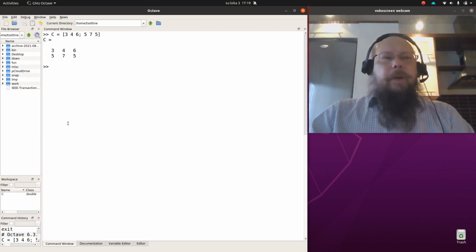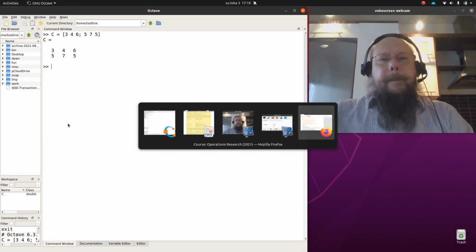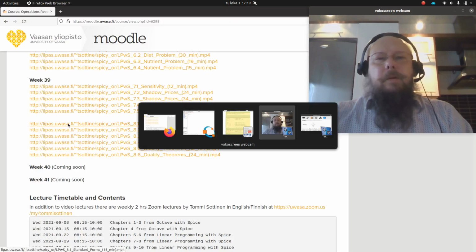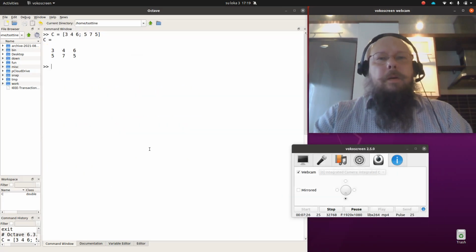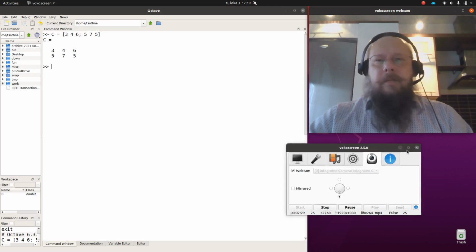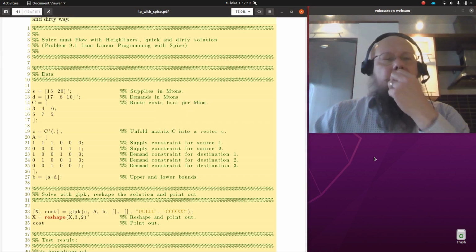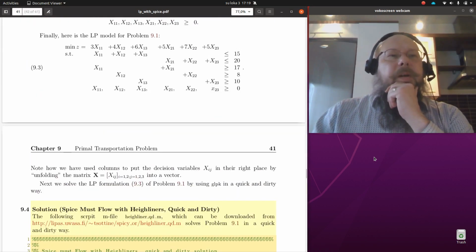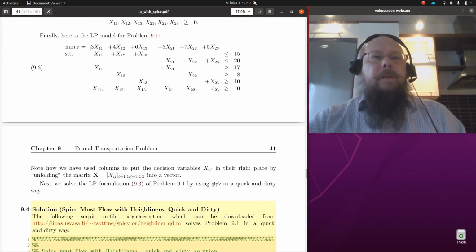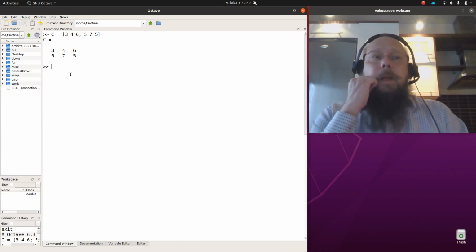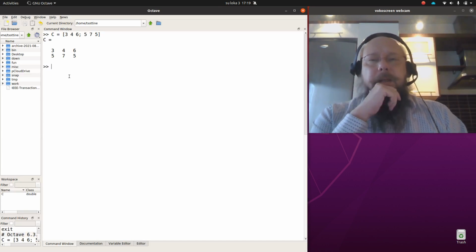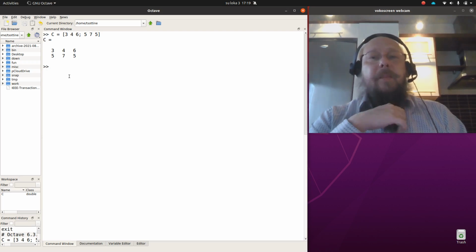And what I want to have, sorry, that was wrong, and that I also don't want to have. So I want to have C to be these coefficients here, 3, 4, 6, 5, 7, 5. So I want it to be the first row followed by the second row. And this can be done in many ways, of course. Almost everything can be done in many ways.